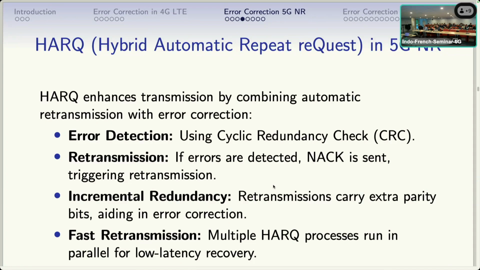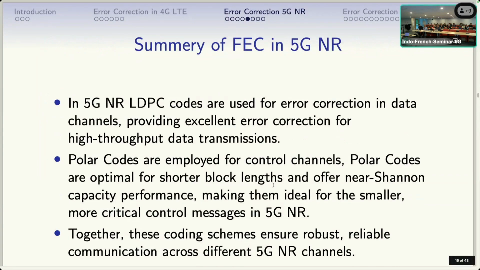So that low latency part, ultra low latency and reliable transmission. In that case, for ultra low latency, incremental redundancy would be one of the important factors that has to be embedded with HARQ. So this is the summary of forward error correction in 5G NR.